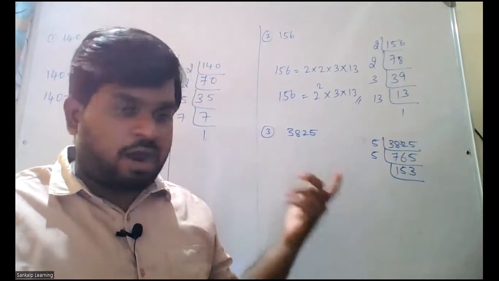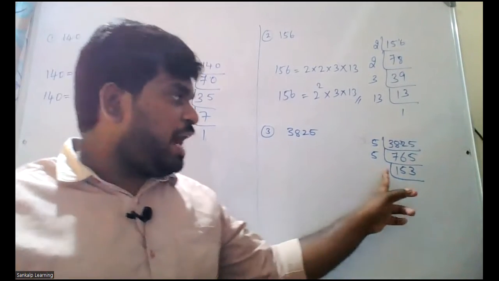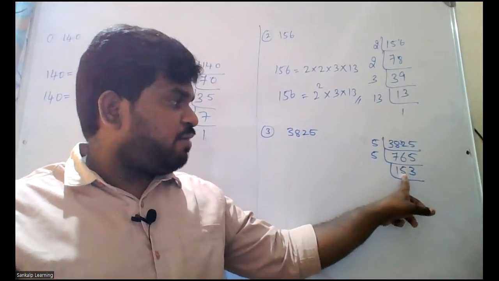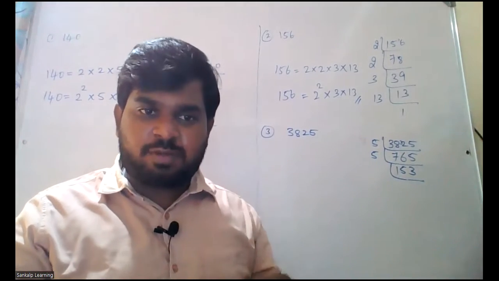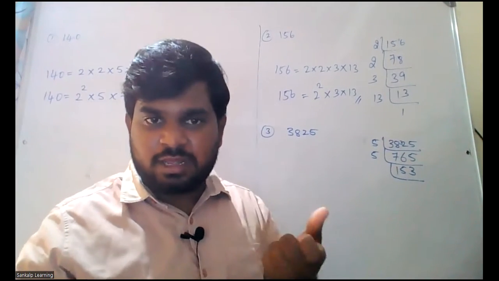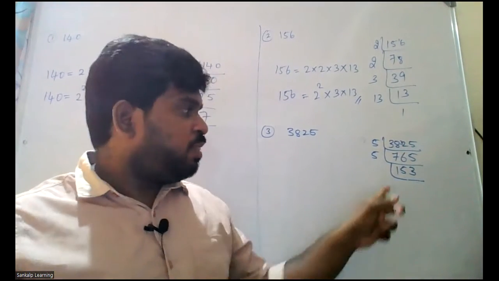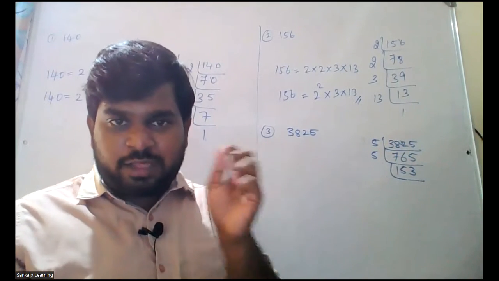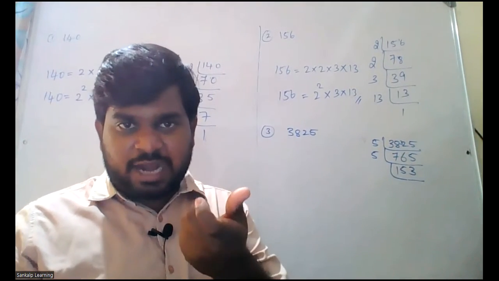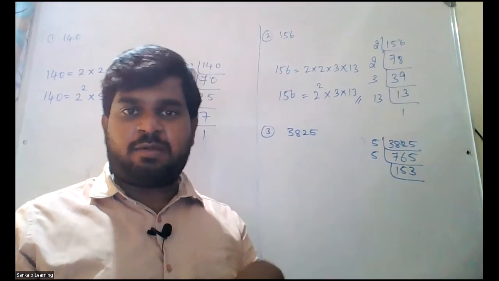By 3, let's check. What is the divisibility rule? You have to add all the digits. 1 plus 5 is 6. 6 plus 3 is 9. The answer that you get, is it divisible by 3? The answer that we got is 9. Is it divisible by 3? Yes, it is. Therefore, this entire number is divisible by 3. You have to add all the digits. The answer that you get, if it is divisible by 3, then the entire number is divisible by 3.